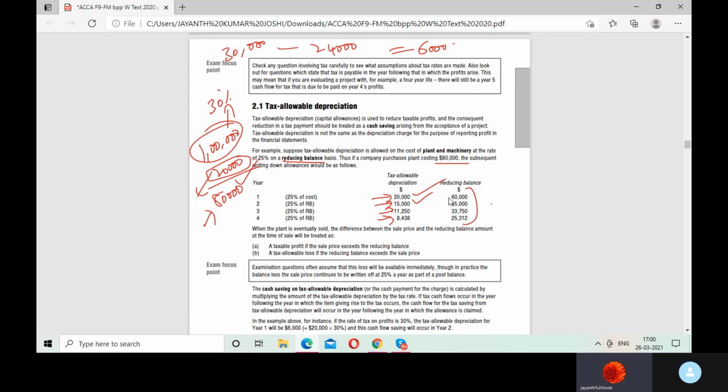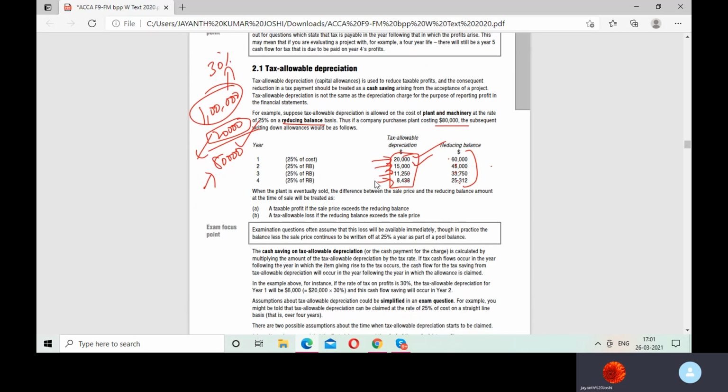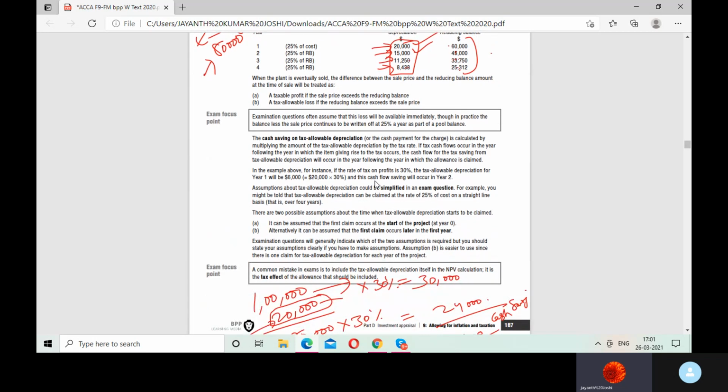And these are your reducing balances. 60 minus 15 is 45, and so on. On all these four amounts, you can apply the tax rate and get your tax allowable depreciation amount, your cash saving amount. That much amount will be the amount with which you will be saving your taxes. For example, first year's amount is how much? 20,000 at 25%. Tax rate is 30%. So how much are you saving in cash? 6,000. That's it.